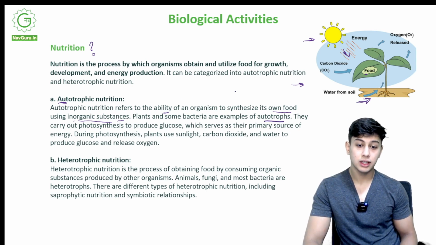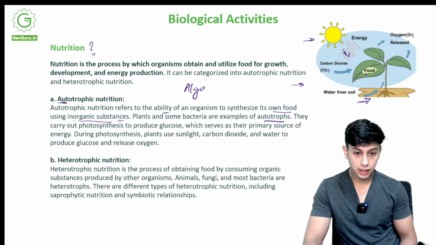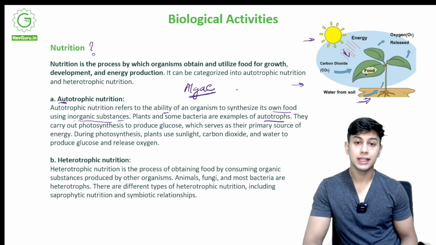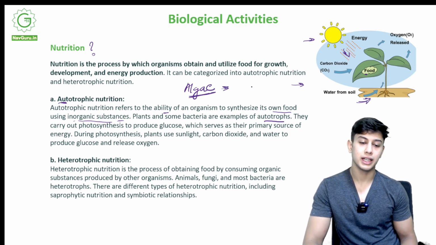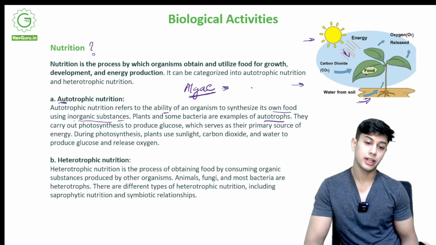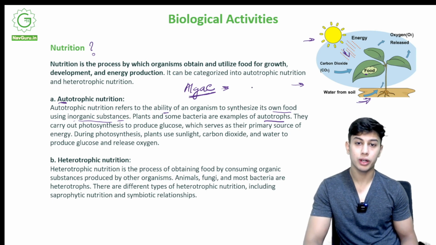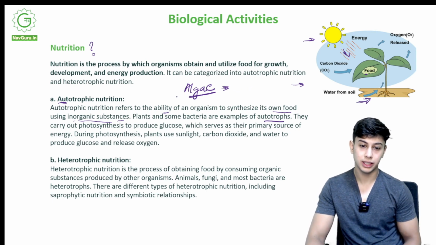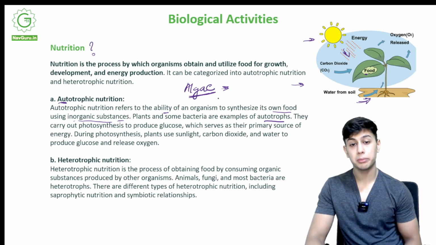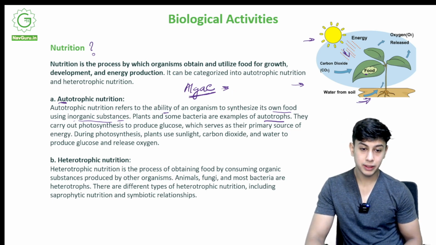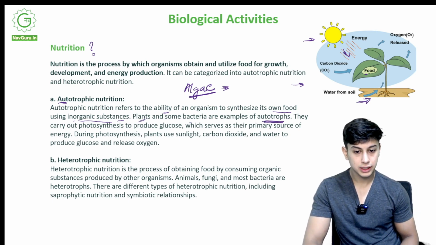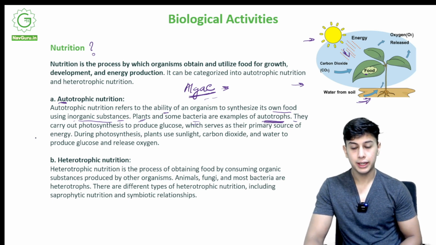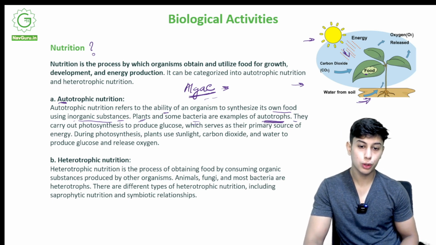So plants, algae, that green fungus-like structure that we see near rocks, in hilly areas, near water bodies, that is algae. That also contains chlorophyll and makes its own food. So things that make their own food are autotrophs. Plants are a good example, along with some bacteria and algae. They carry out photosynthesis to produce glucose.